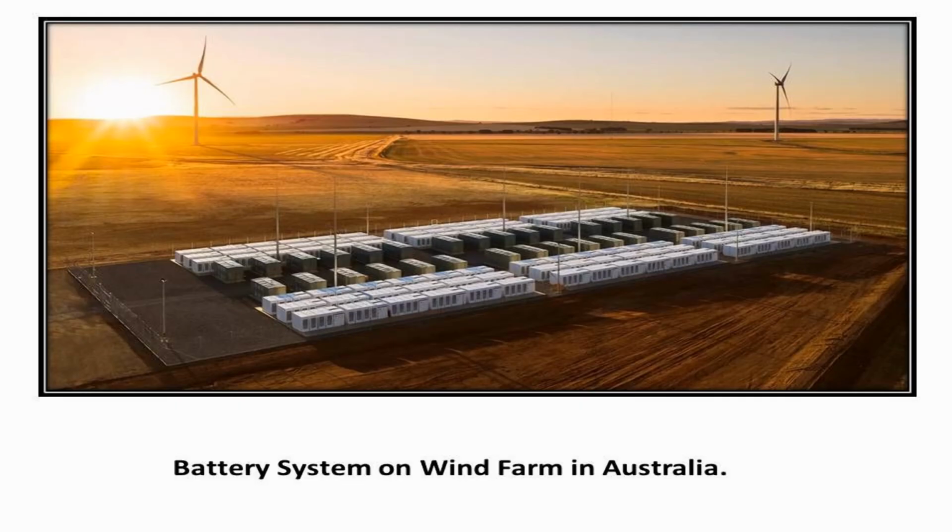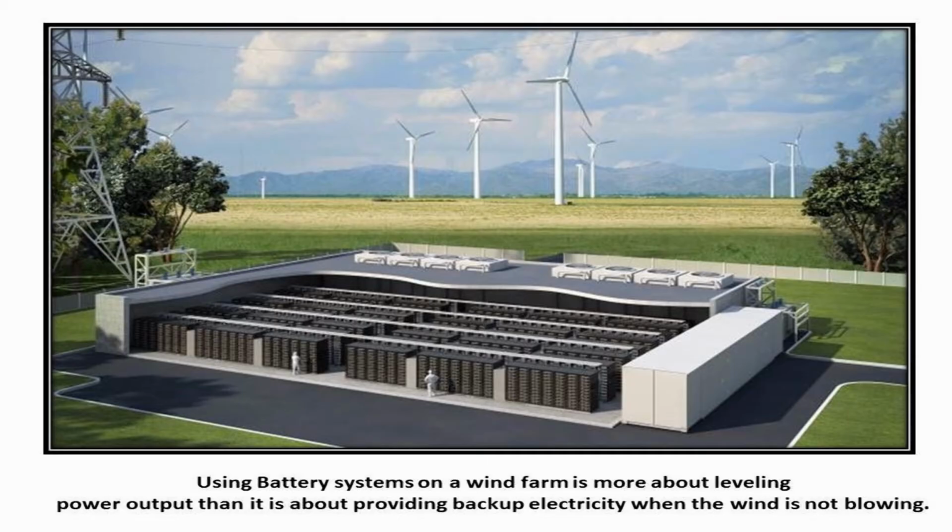Here's a view of a battery system on a wind farm in Australia. Battery backup for wind is kind of a joke because the battery system is really installed primarily to smooth out the up and down problem with wind because it never blows at the same velocities. As I said, using battery systems on a wind farm is more about leveling power output than it is about providing backup electricity when the wind is not blowing.